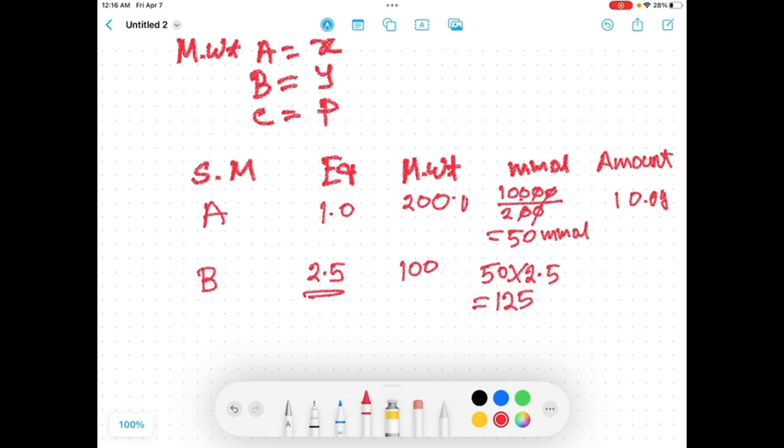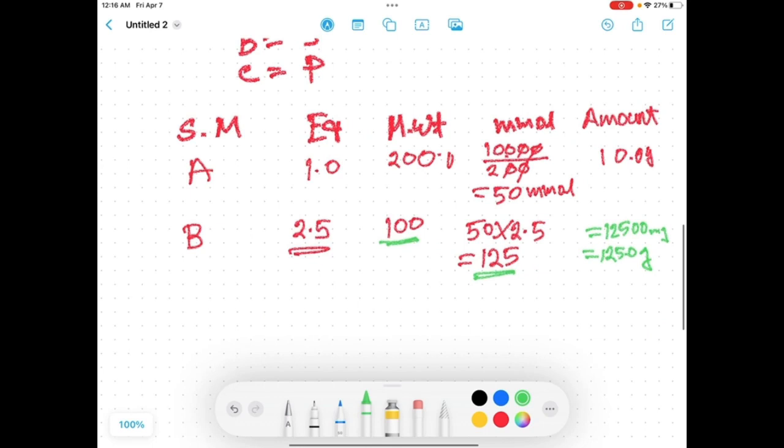Now once you get the millimole, multiply the millimole and the molecular weight to get the amount as milligram. So you will get 12500 milligram. If you divide by 1000, it will be 12.5 gram.